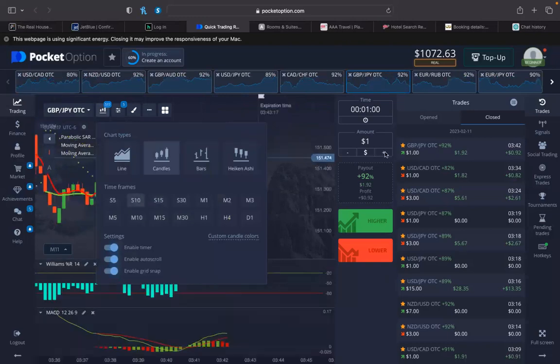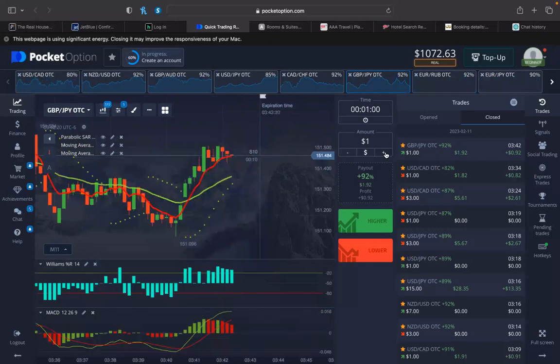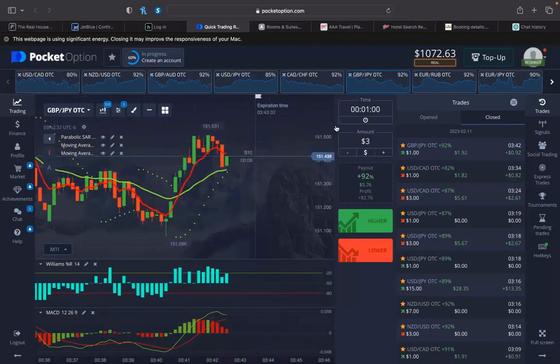I'm going to bump this up a little bit. I trade extremely safe so that if I miss my trade, I can double up. So on a $1 trade, if I had missed it, I would have gone to 3. On a $3 trade, if I had missed it, I would have gone to 7.